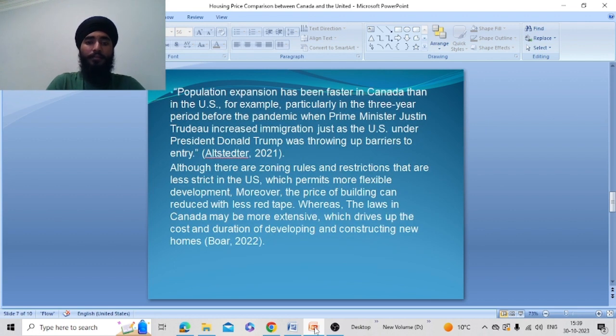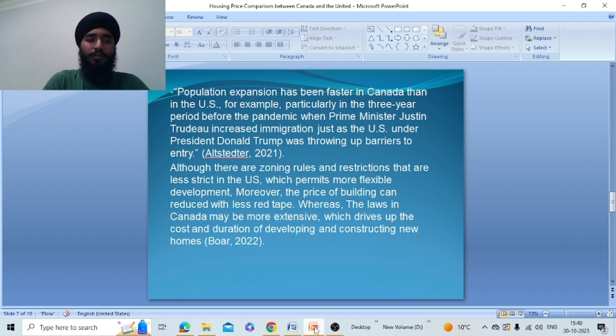And there is more. Population expansion has been faster in Canada than in the US, for example, particularly in the three-year period before the pandemic, when Prime Minister Justin Trudeau increased immigration, just as the US under President Donald Trump was throwing up barriers to entry.